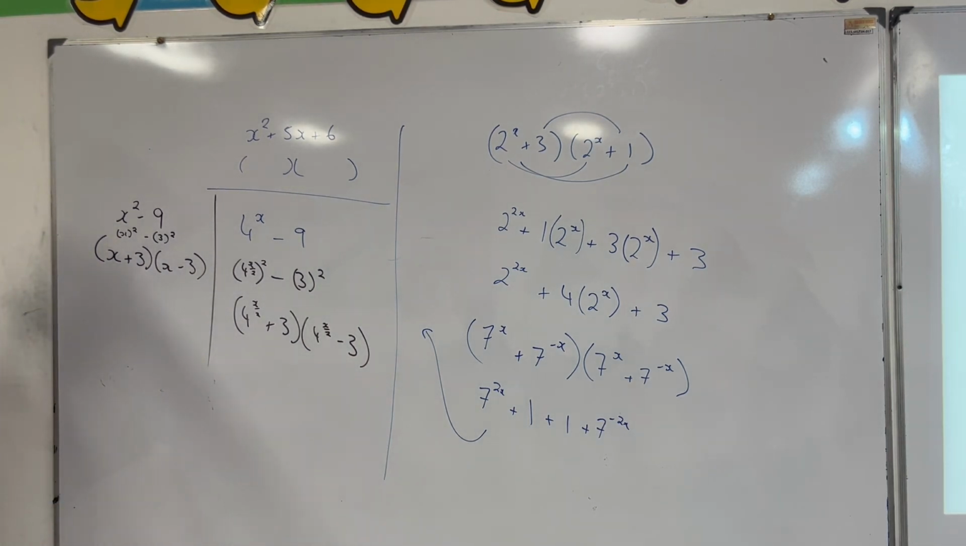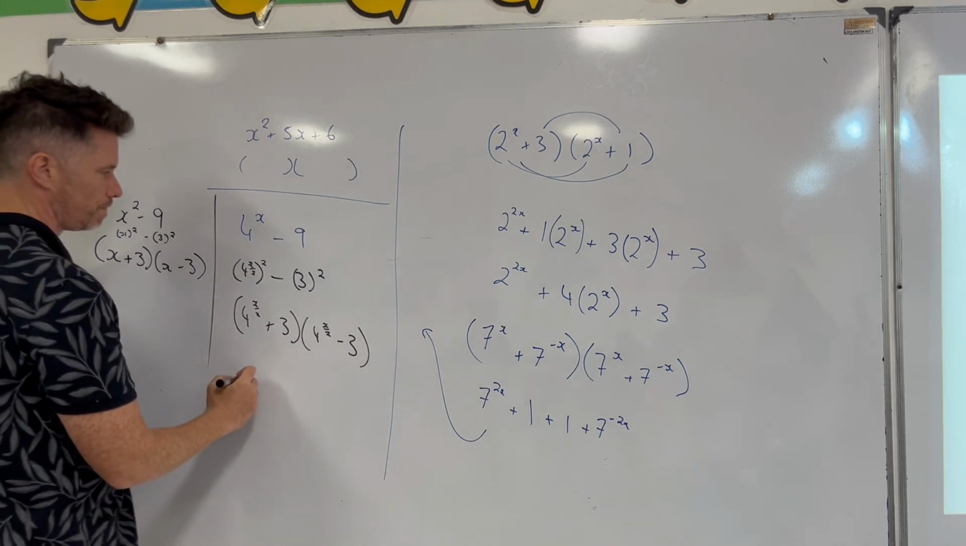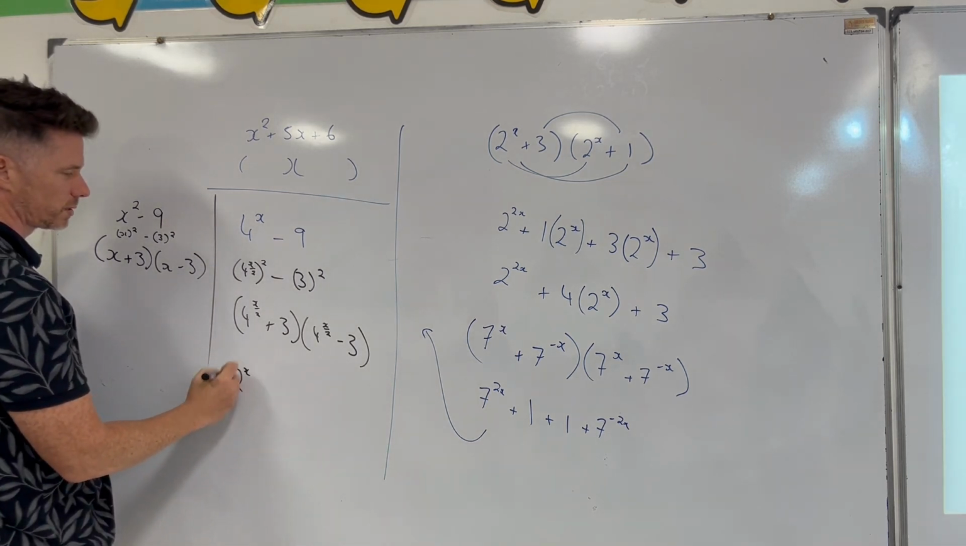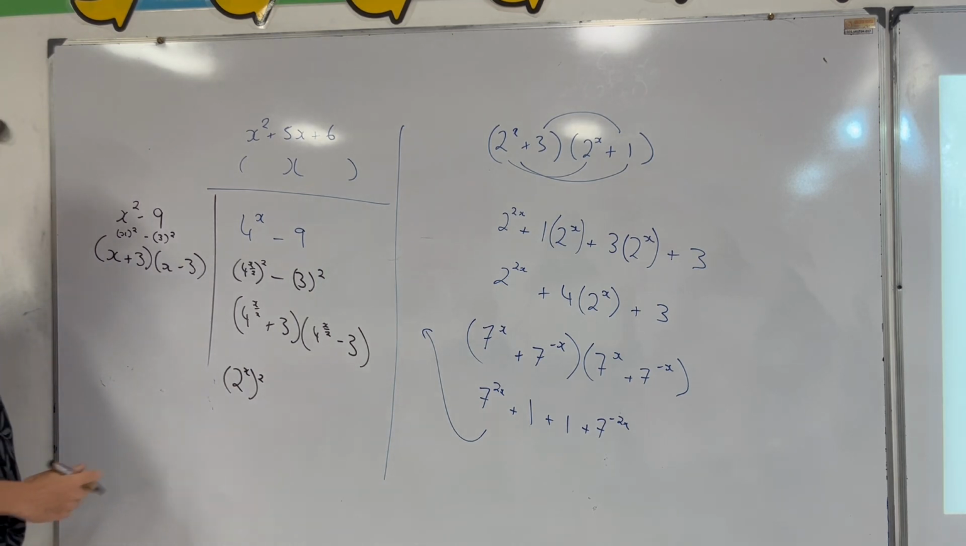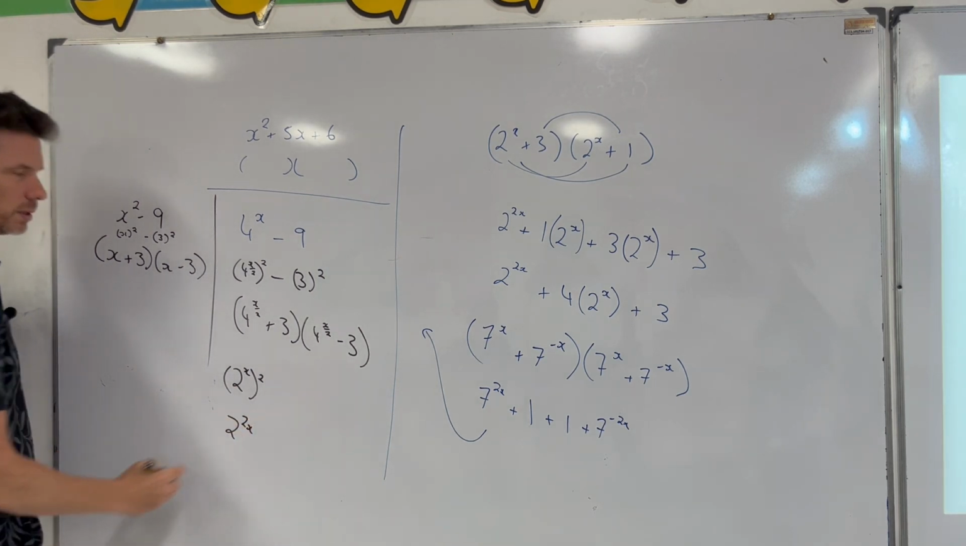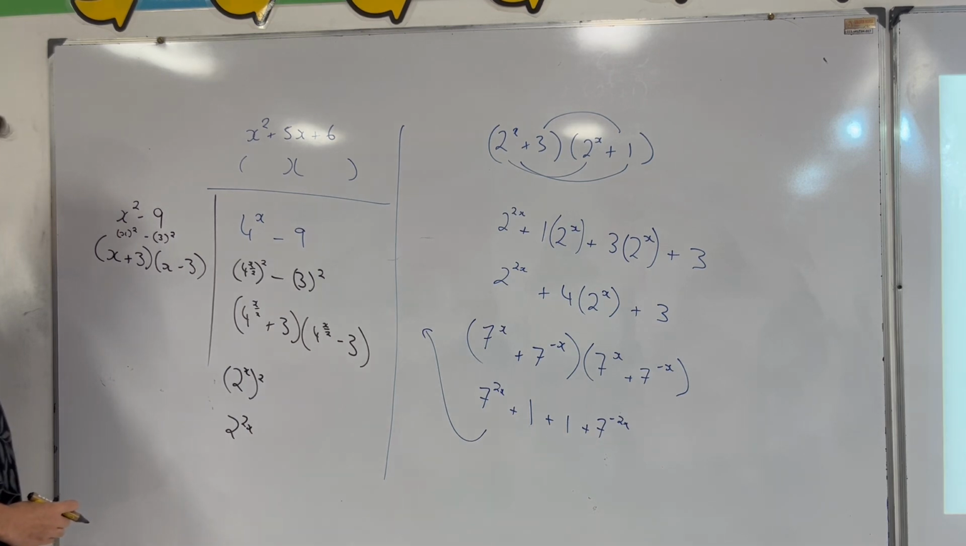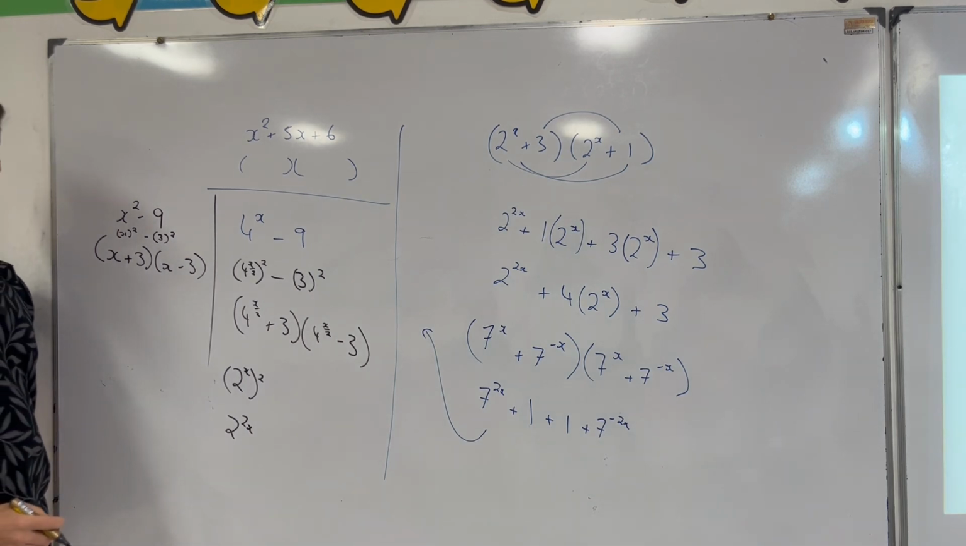Is there another way of doing that? Would 2 to the x work instead of 4 to the x over 2? Because that would be different. 2 to the power of x? What's 2 to the power of x squared? Oh, 2 to the power of 2x, yes, which is 4 to the power of x, yes.